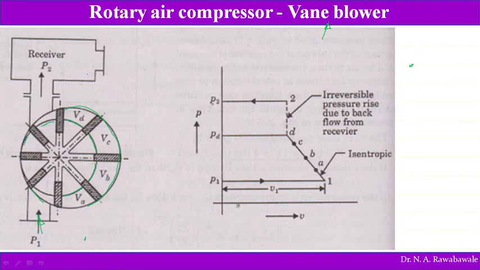The rotor has radial grooves in it. So these are the grooves, and these grooves are radial about its center. These radial grooves hold a moving or sliding plate. These plates are inserted in these grooves with a spring behind them.